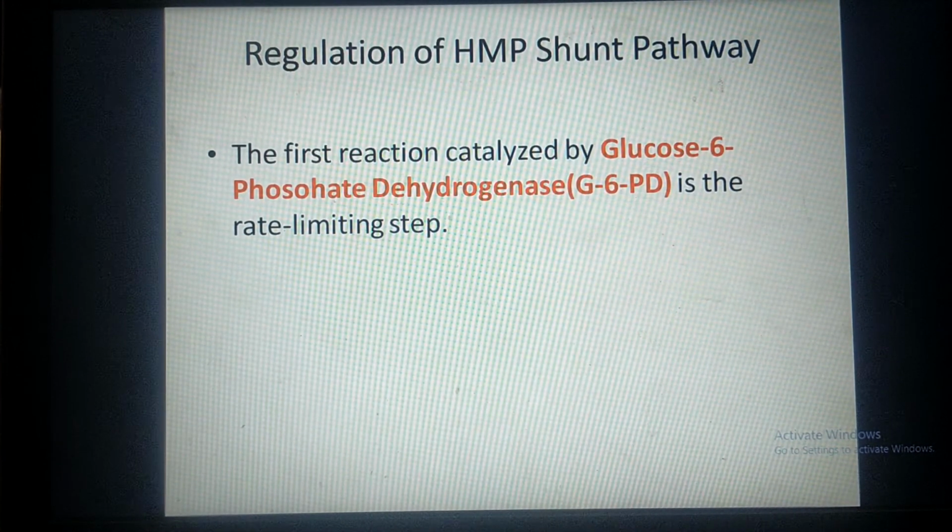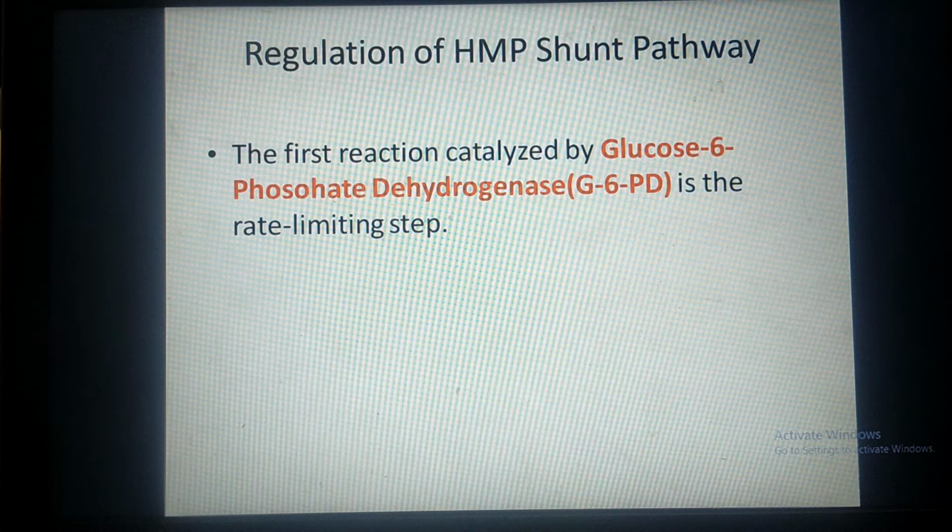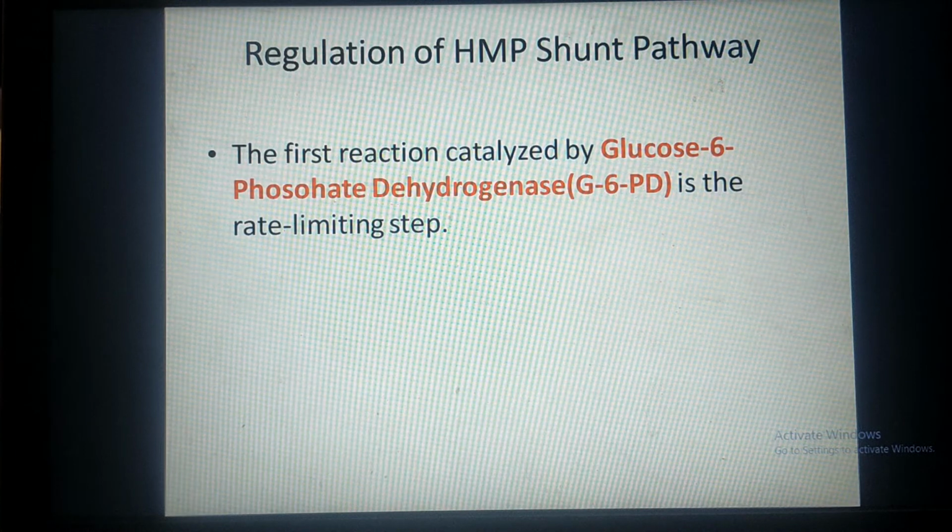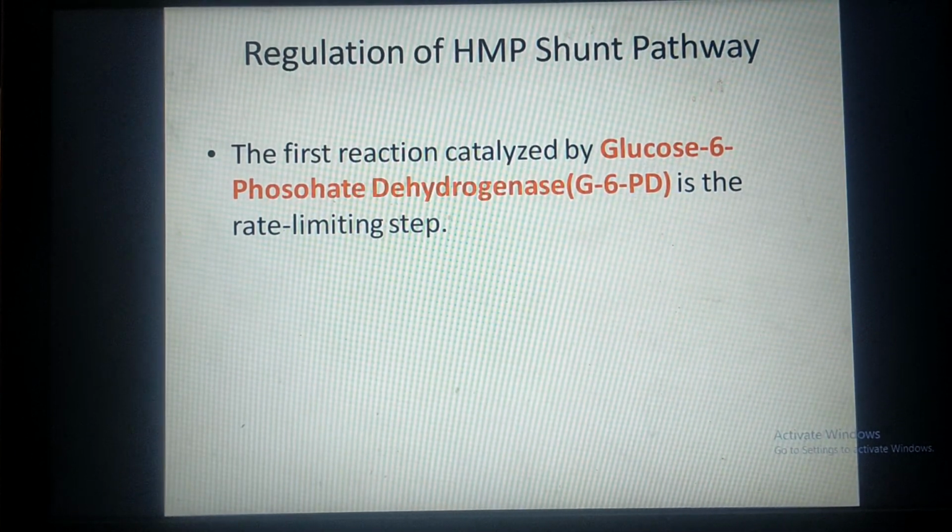Next, regulation of the pathway. As I have told you, glucose 6-phosphate dehydrogenase is the rate limiting enzyme. So the reaction catalyzed by this enzyme is called the rate limiting step of this pathway or HMP shunt pathway. That means if you stimulate this enzyme, the whole pathway is stimulated. If you inhibit this enzyme, the whole pathway is inhibited.